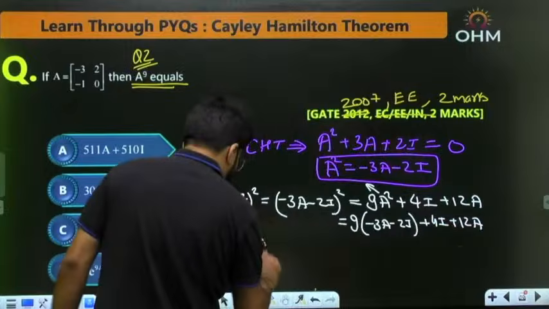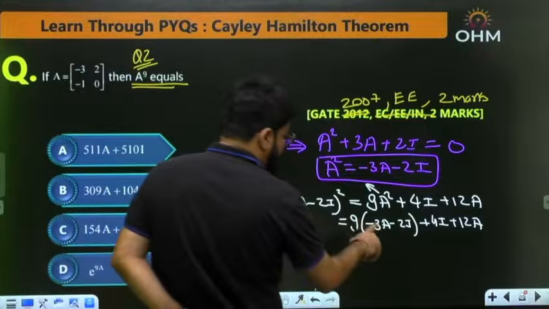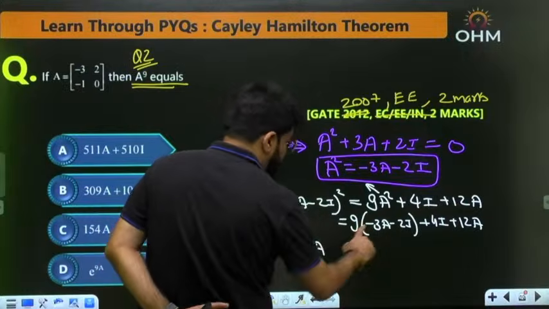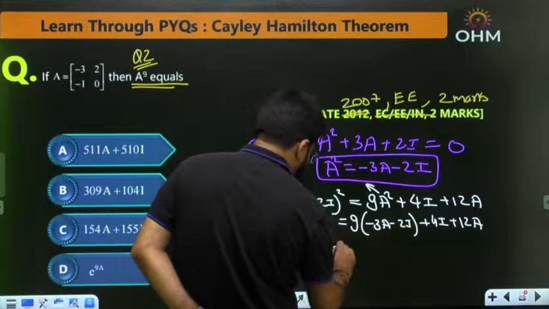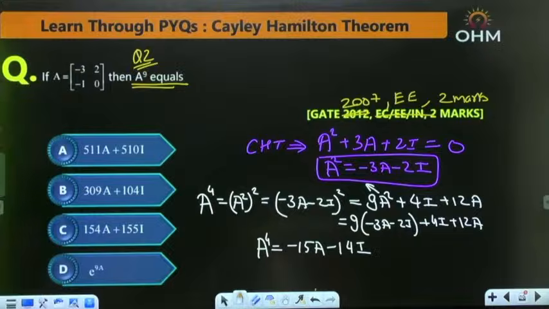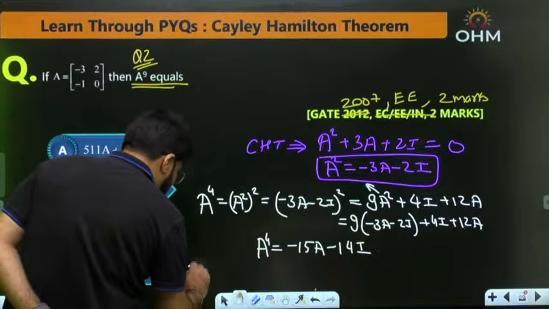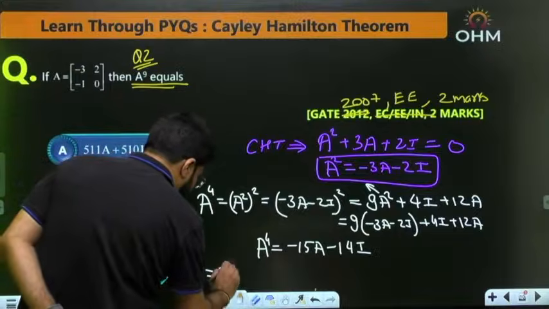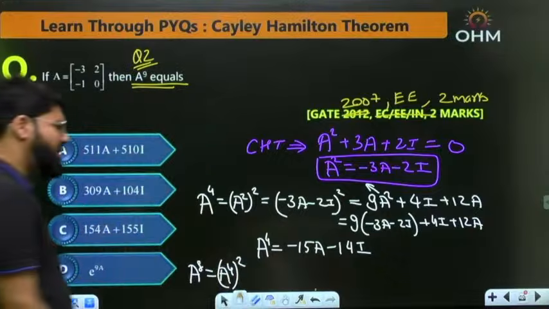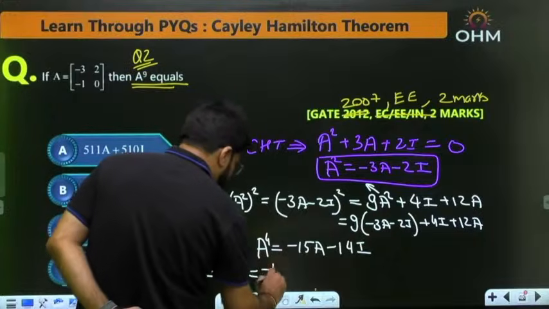So solving it further, what is a power 4? 9 into minus 3, minus 27 plus 12, so minus 15. And 9 into minus 2, minus 18 plus 4, so minus 14. This is a power 4. Now the next step is a power 8, which can be written as a power 4 whole square. Then one more step, we'll get a power 9. So little calculative, but no problem.